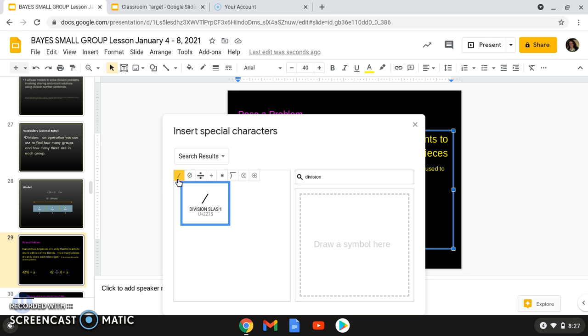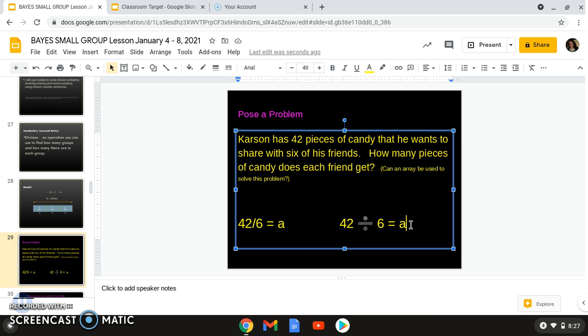There's a division sign here that we just used, that slash. This is also a division sign that you could use to help you with this particular problem. So again, you can find that division sign on there if you need to. If not, you can just use the slash. Either way is perfectly fine.